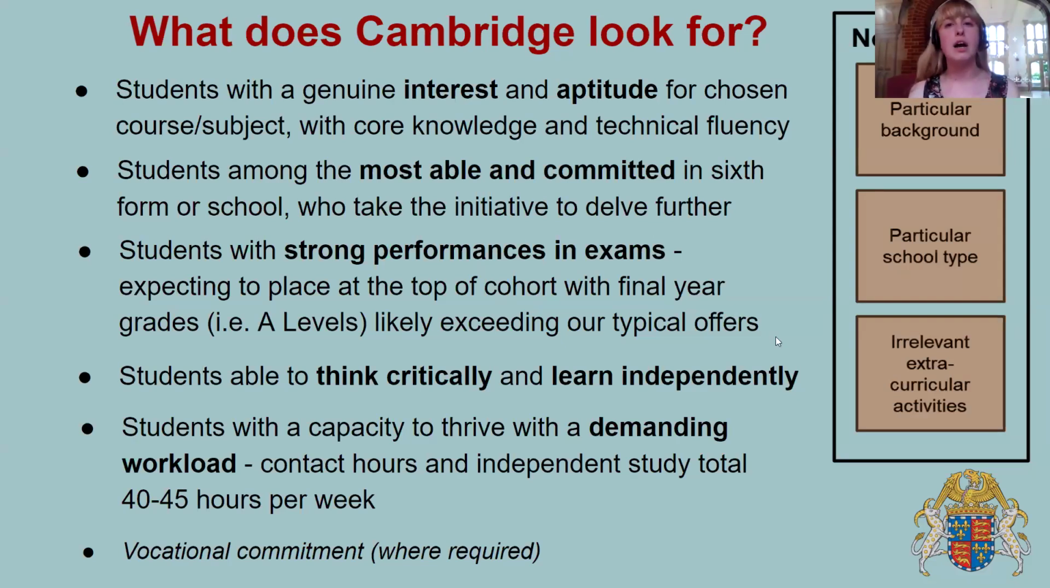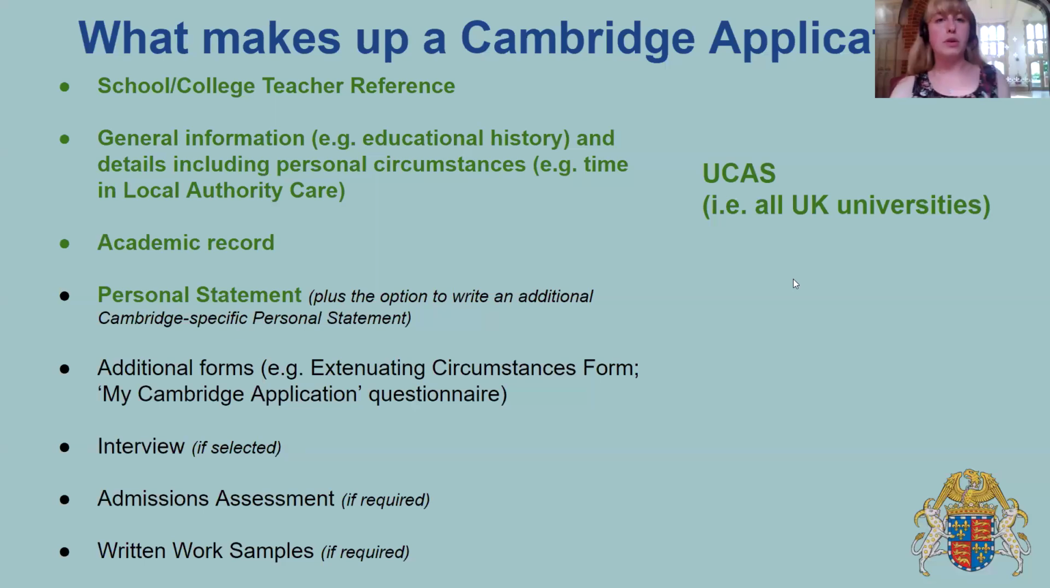So when I say irrelevant, I mean extracurricular activities that don't have any relevance to the course or subject area that you're an applicant for. So what makes up a Cambridge application? I've split this into two halves essentially to look at what you would submit through UCAS and then the specifics for Cambridge applicants as well.